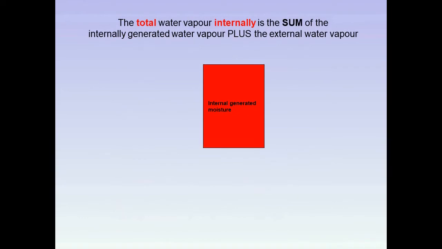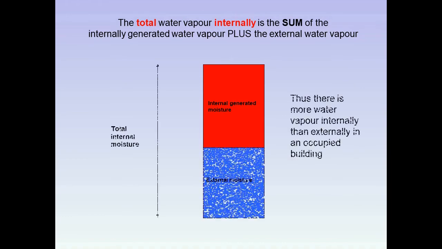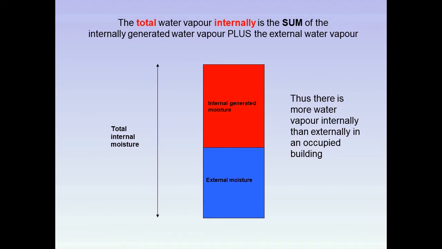And one's got to remember that the total water vapour internally is the sum of internally generated water plus external water vapour. That is a sum. So we've got the external water vapour added on to what is generated internally. Hence we have more water vapour internally than externally in an occupied building.